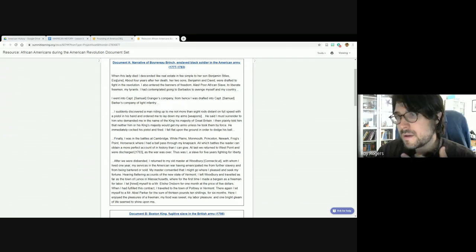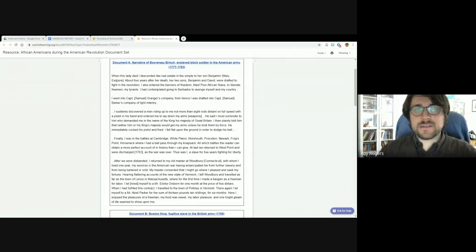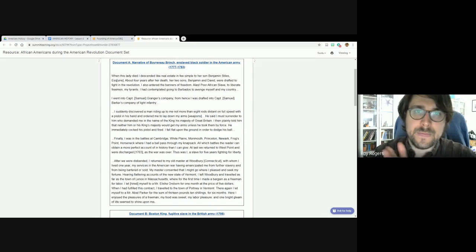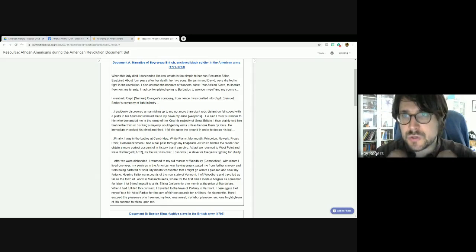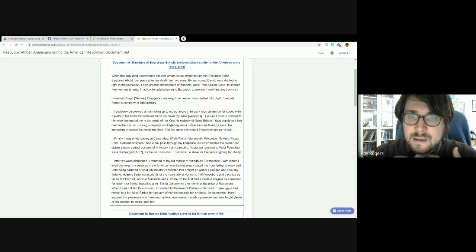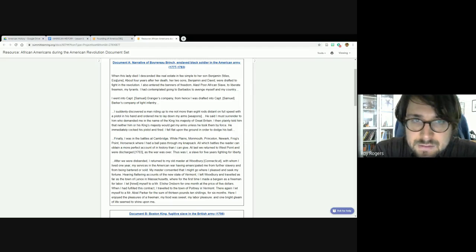Okay, cool. All right, so I will start with this document A, which is a narrative from an enslaved Black soldier in the American Army. Here's what he had to say about his experience being an enslaved person serving in the U.S. Revolutionary Army. He said, when this lady died, I descended like real estate in fee simple to her son, Benjamin Stiles, Esquire.